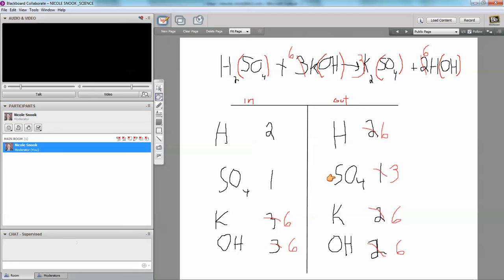So we need to see what we could do to change that. If you look at the side that has the most on it and look at what you would have to do to the other side to get it to these numbers, and we're talking about multiplication here, you can see that in order to get SO4 to be 3, we would have to multiply that by a 3. And in order to get H to be a 6, we would have to multiply that 2 by a 3 as well. Now that 3 just goes right out in front of your H2SO4 on the left-hand side.